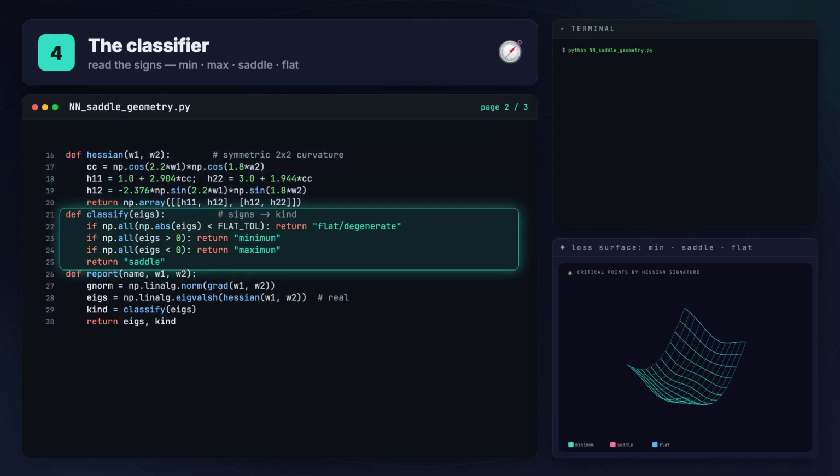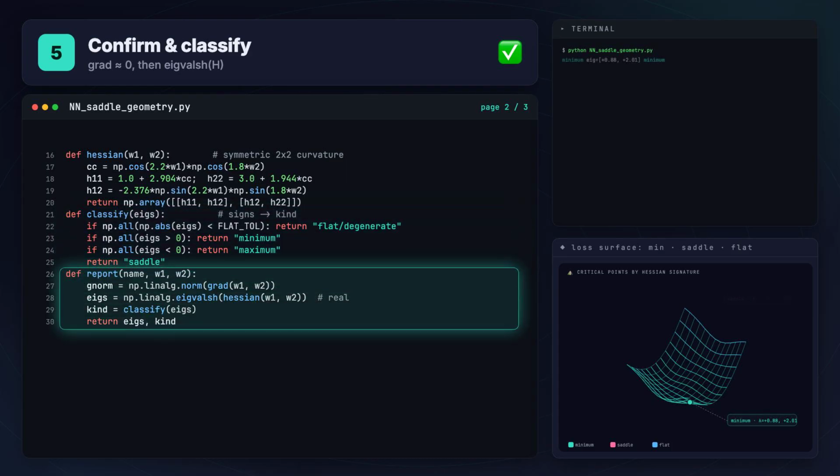Now the classifier. We hand the Hessian to NumPy's linalg.eigvalsh, the symmetric eigenvalue routine, which we use because the Hessian is symmetric, and we want real eigenvalues, not the complex ones a general solver might hand back. Then a tiny sign test. All positive is a minimum, all negative a maximum, mixed signs a saddle, and anything hugging 0 within a tolerance we flag as flat or degenerate. 4 if branches, that's the whole diagnosis.